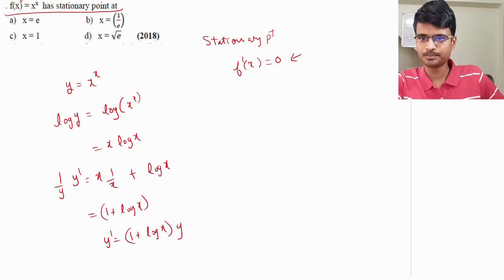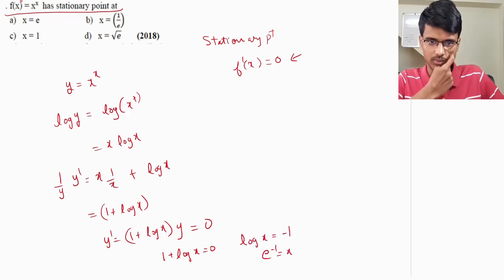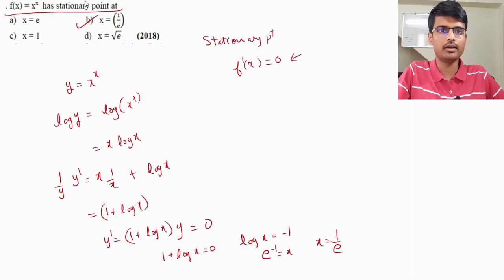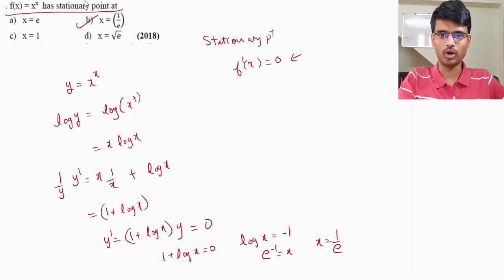I just need to equate this to 0. So 1 plus log x equal to 0, so log x equal to minus 1. E power minus 1 is equal to x. So at x equal to 1 by e, the derivative of f of x is 0. I have 1 by e, so the correct answer is option B. They are asking us for a stationary point where the differentiation of the function is 0. Okay, moving on.